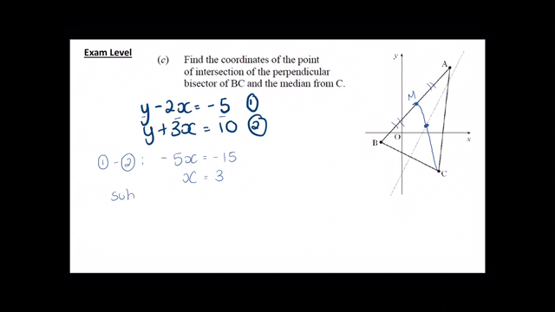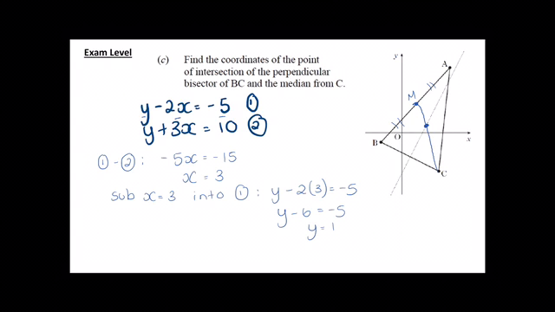I can now sub that x is equal to 3 into one of my two equations. So I'm going to go with equation 1. So I've got y minus 2x, but I'm going to replace my x with 3 equals negative 5. So y minus 6 equals negative 5. So y must be equal to 1.